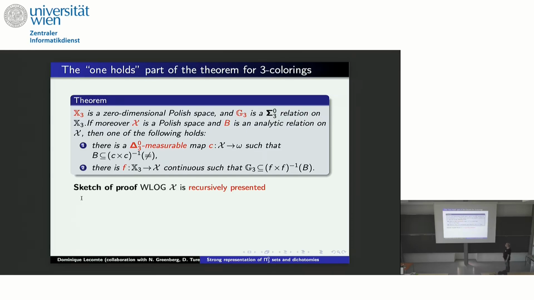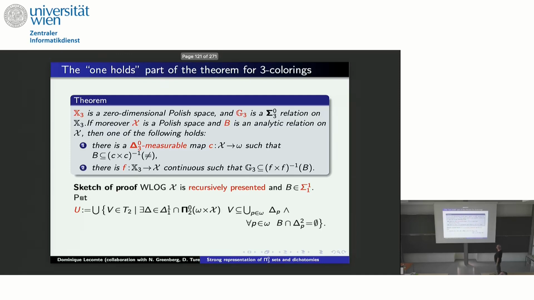Without loss of generality, we may assume that X is recursively presented, as usual, to simplify notation, and B is lightface Sigma 1 1. Coming from this topological characterization, we can define the following set. It's the union of the T2 open sets, which are covered by countably many G delta sets whose square does not meet the relation B. And this sequence of G delta sets is uniformly Delta 1 1.